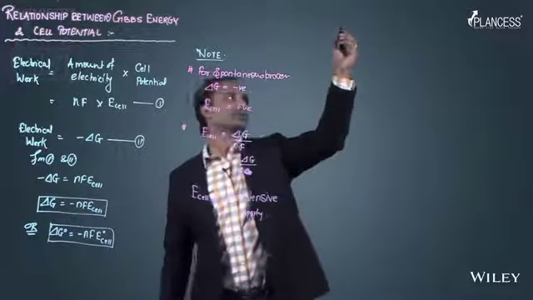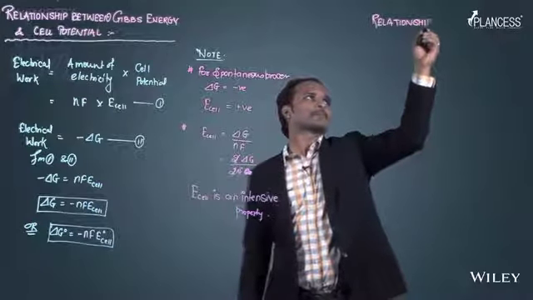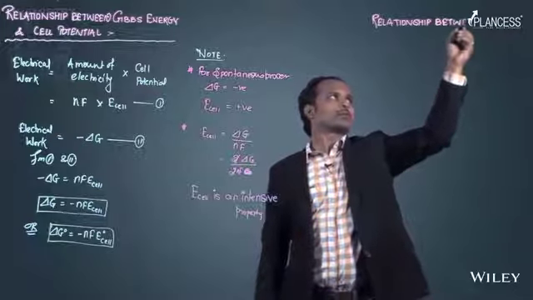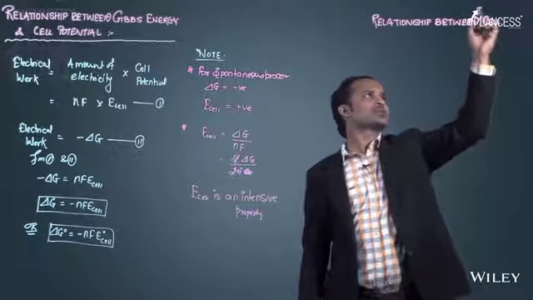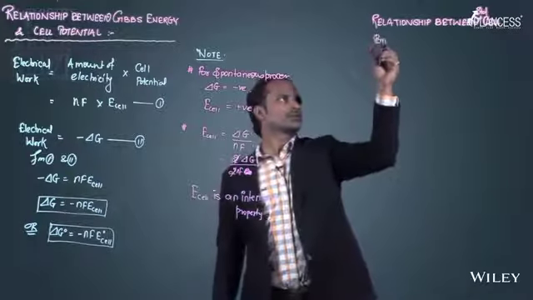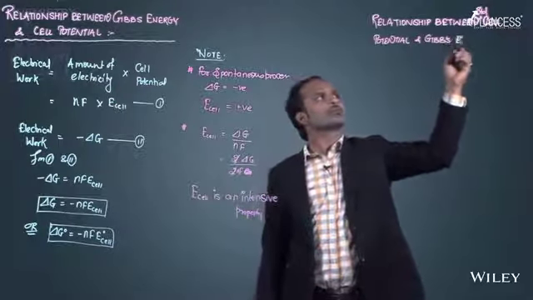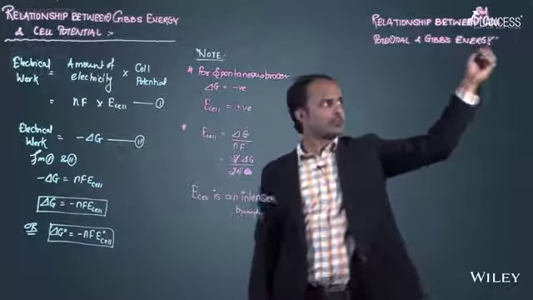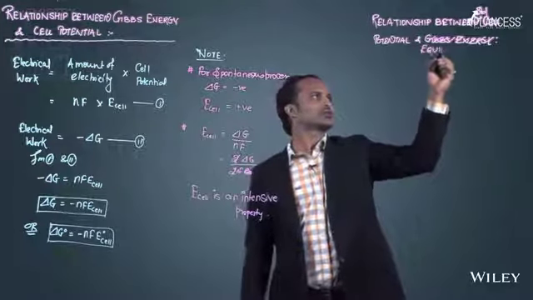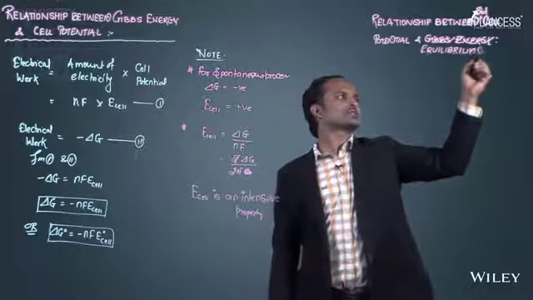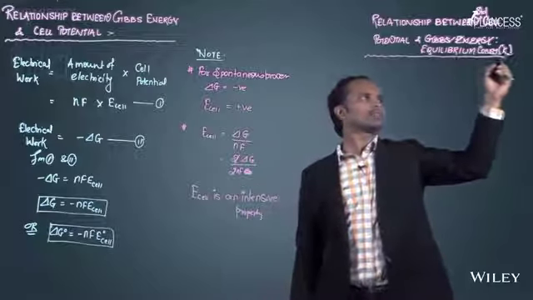Then next we have the relationship between the equilibrium constant and cell potential, the standard cell potential. Sorry, it's not Gibbs energy, it is the standard cell potential and the equilibrium constant, that is K. So the relationship between the cell potential and the equilibrium constant.